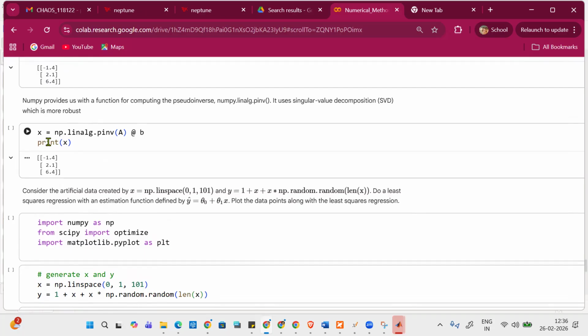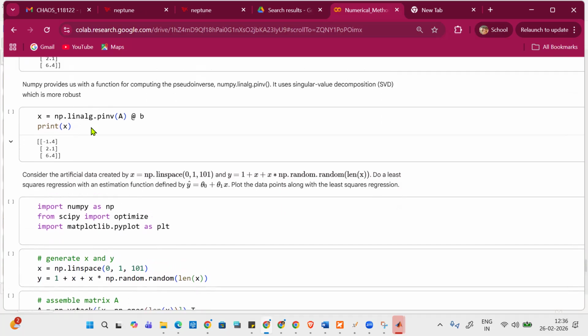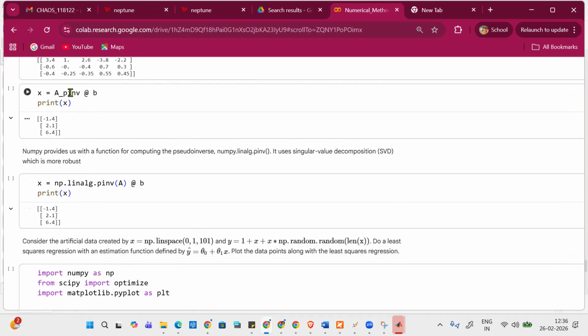So for example, x is equal to np.linalg.pinv(A) at the rate B. This is already computing the pseudo inverse for you, and that you are multiplying with y. Y is nothing but B here. You got the idea. So the same answer you are getting, no?